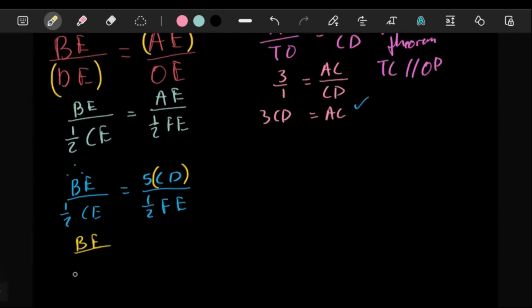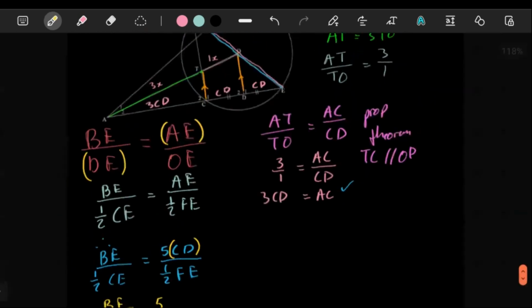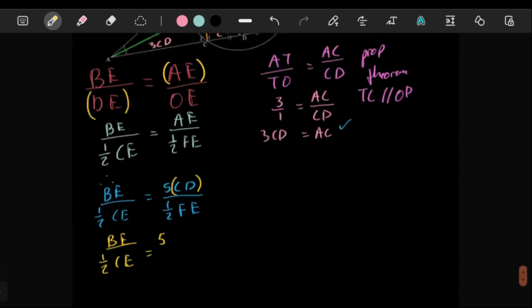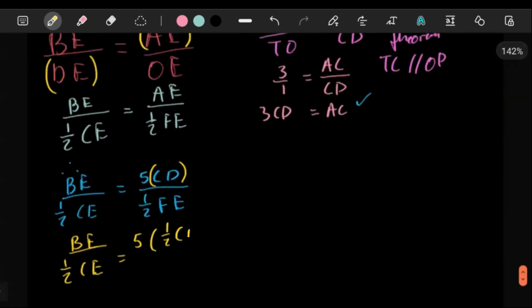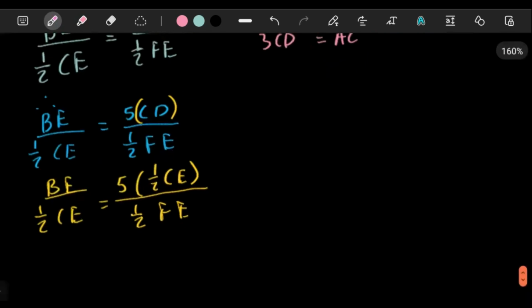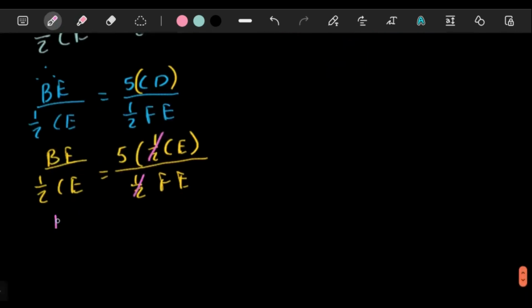BE over half CE. There's a 5 here, right? But then when we see CD there, we can just write half CE. Yeah. So let's write it down. Half CE. And then this is a half FE. So this is to highlight that with algebra and geometry, it goes hand in hand. Because here now we can just say a half there cancels a half here. And then you have BE here over a half CE equal to 5 CE over FE. Then here we can just cross multiply.